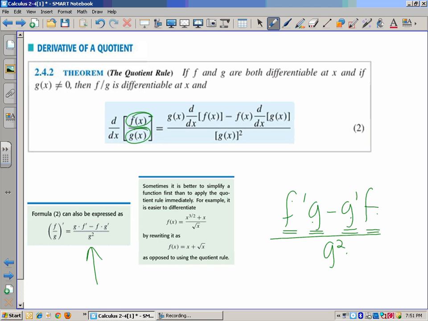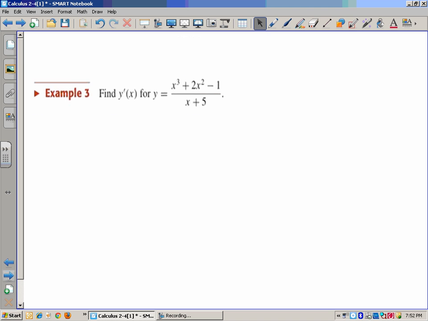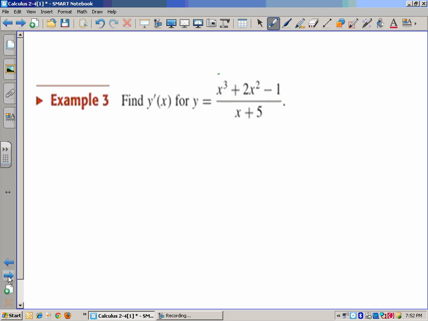Okay. So we're going to go ahead and try this now. And notice that's unchanged. We're just going to square the quantity. Okay. Here we go. We want to find y prime in terms of x, given that y is equal to said function. So I'm going to move this down here because I'm very short. And I'm going to go ahead and say that's f. And so this is my f. F prime is 3x squared plus 4x and minus 0. Now when I take a look at the bottom, that is g. And now g prime is actually equal to 1. The derivative of x is 1, and the derivative of 5 is 0. So 1 plus 0 is 1.